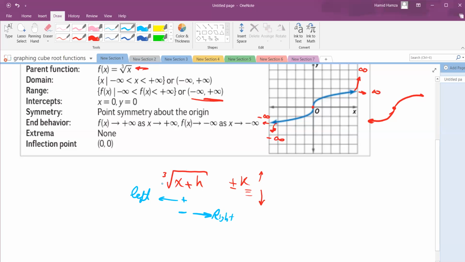The sign refers to reflection about the x-axis. What is the meaning of reflection? Instead of taking this shape, this one will go down like this, and here it will go up like this. This is the meaning of reflection, if we have a negative sign before the cube root like this.